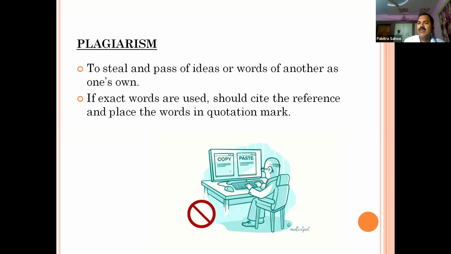Plagiarism checking is a must. You must go through a plagiarism check of your article before submitting to any journal. It is really a crime if you have copy-pasted somebody's idea. Plagiarism is to steal and pass off the ideas or words of another author as one's own. Always try to avoid it. If you are using exact words, that means you are using a quotation in your article. Don't worry, you can quote it. You can quote a whole sentence, but you should give a reference for the quotation.